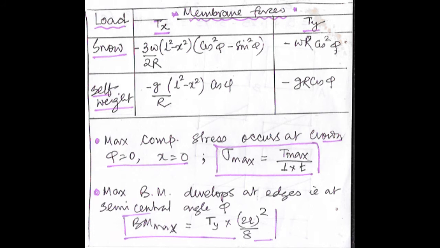So this is one part. Sometimes we have to find out the maximum bending moment developed in the shell. Maximum bending moment is developed at the edge. Edge means there the semicentral angle will be phi. By putting the value of phi, you find out the value of Ty, membrane forces along the y-axis, and then the maximum bending moment is equal to Ty into 2L square by 8. Let us take two examples, and this will be clear by solving the example.